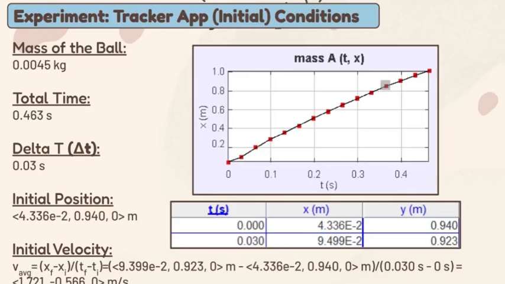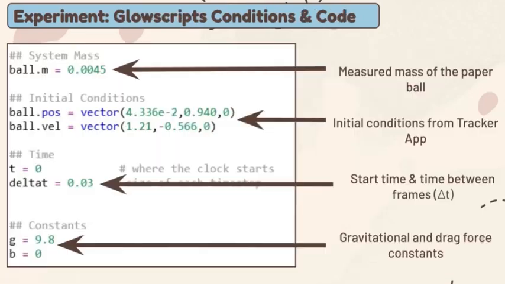In order to find the average velocity, we used the average velocity formula disclosed earlier, and the first two positions recorded by the Tracker app. This yielded the average velocity vector 1.721, negative 0.5660 meters per second. We then plugged these initial conditions into our code in GlowScript. Ball.m is the mass of the paper ball, ball.pos is the initial position vector of the ball, ball.vel is the initial velocity vector of the ball, and delta t is the change in time.